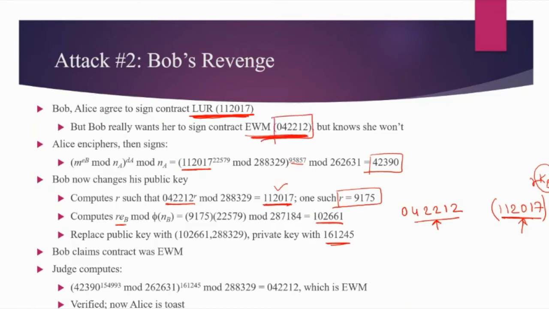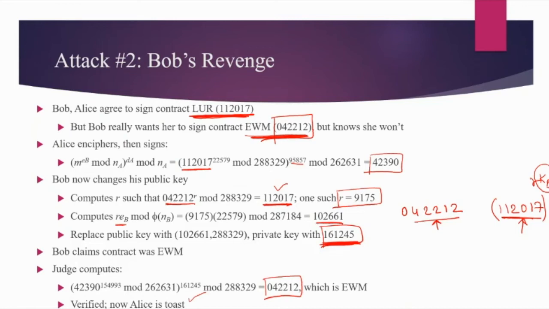Again, there was a dispute, and the judge came into the picture. The judge says, okay, let me decrypt the message. Please give me your private key. I don't need your public key, but I need your private key to decrypt it, right? So Bob said, okay, this is my private key, please take it and decrypt it. When the judge decrypted the message using this particular key, this is the message which he retrieved. And hence Alice is toast.